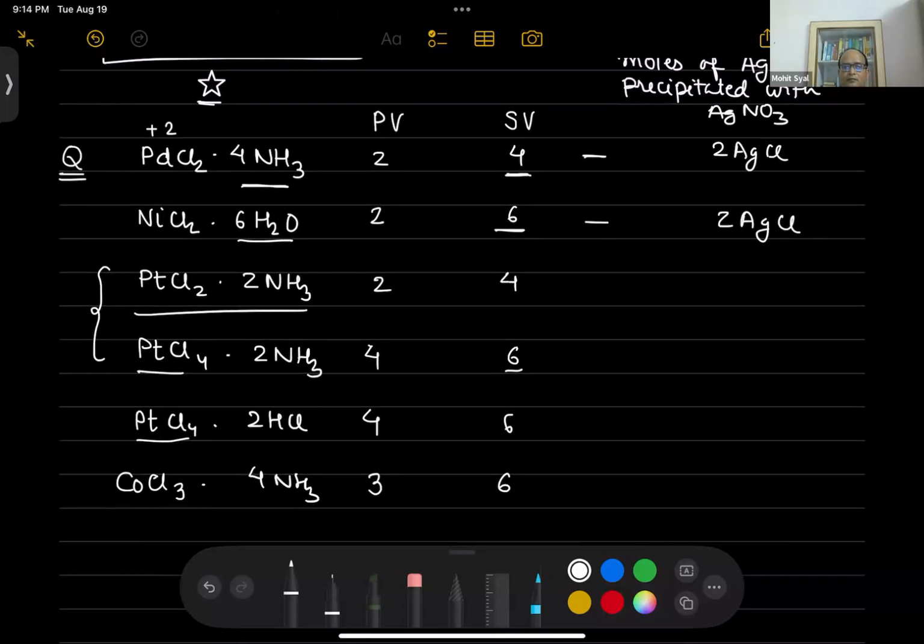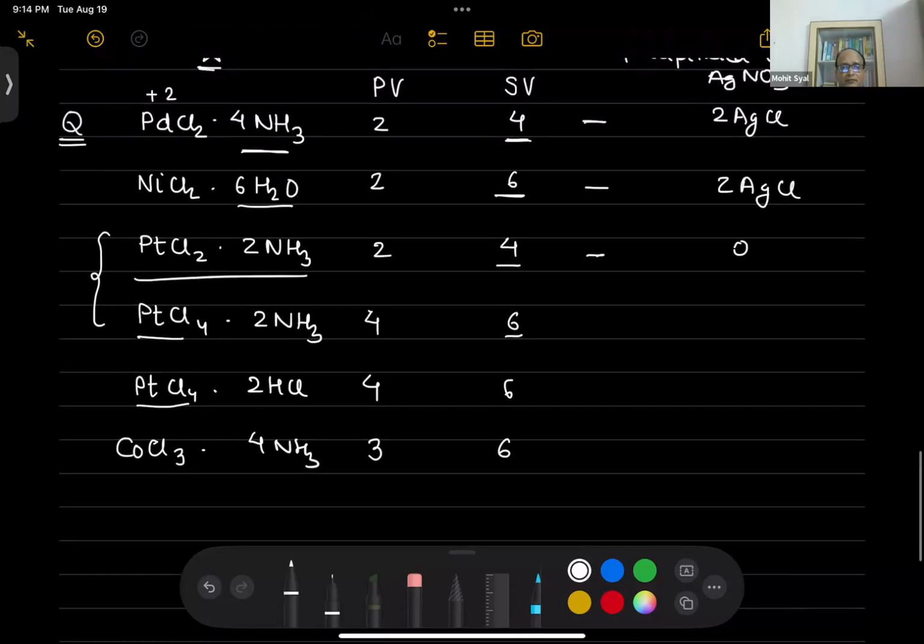Zero, because the overall charge is neutral. The secondary valency was 4, but there were only 2 NH3 molecules, so 2 Cl minus should get into the square bracket. So no AgCl will be precipitated. Got it? What about this?